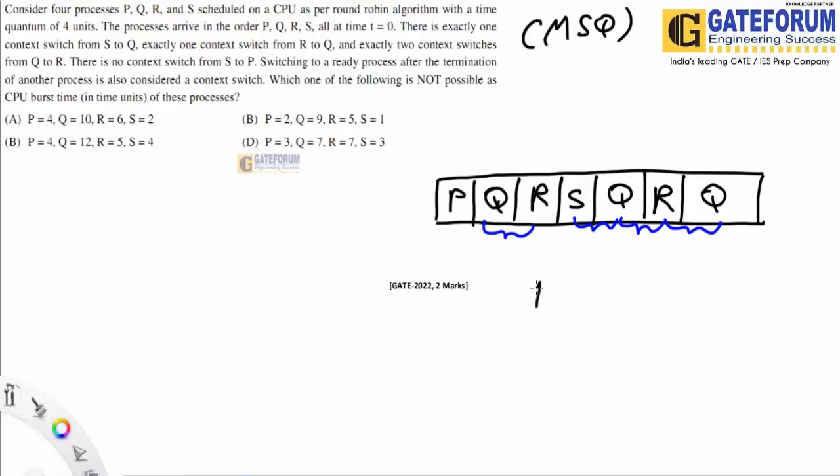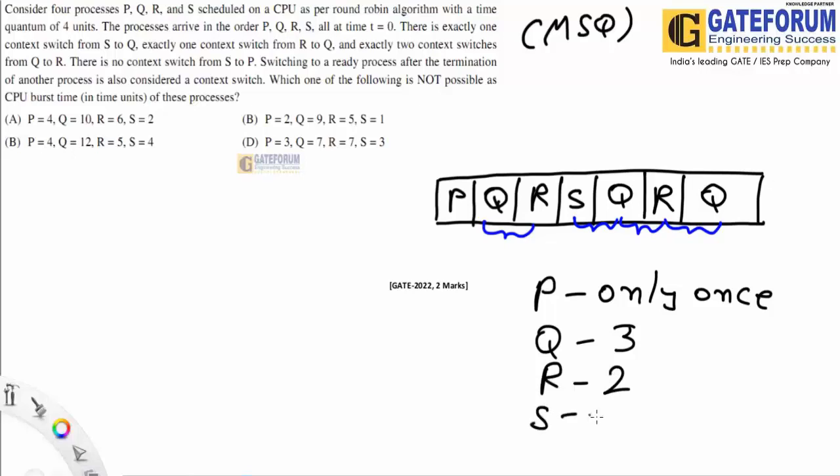So basically, we can say that P executed only once. Why can we not execute P more than once? Because if that is the case, then we need to again have P afterwards, and we cannot do any context switch from any other one. If you are having P, then we cannot do any particular other context switch from here. So P will be executed once. What about Q? Q would be executed 3 times. R would be executed twice and S would be executed once.